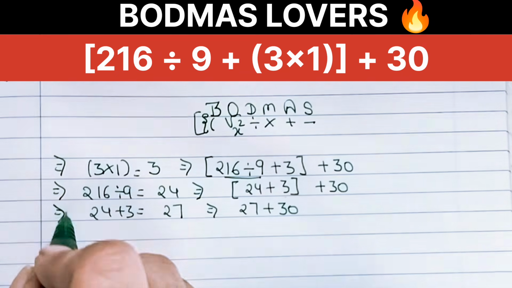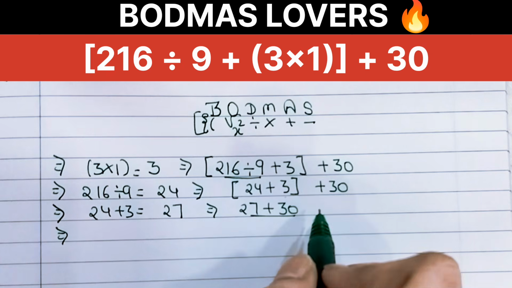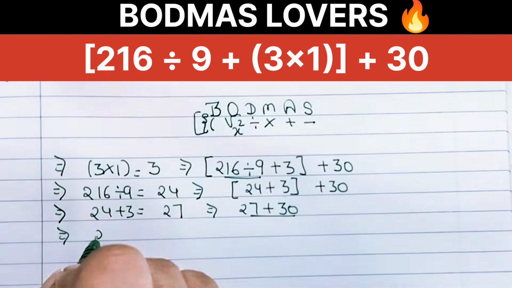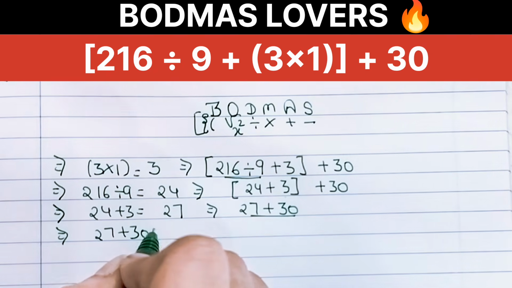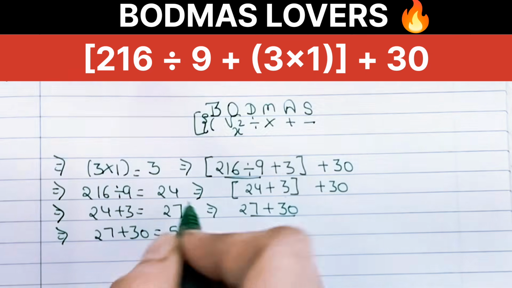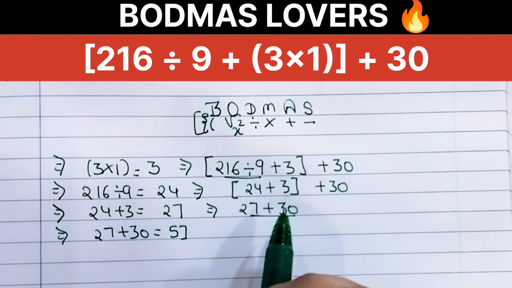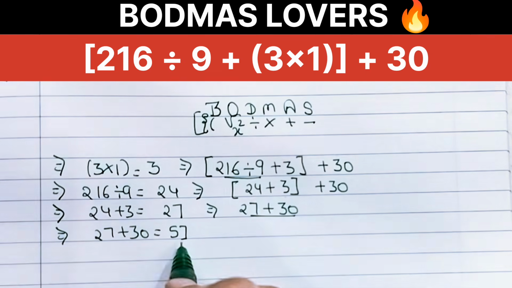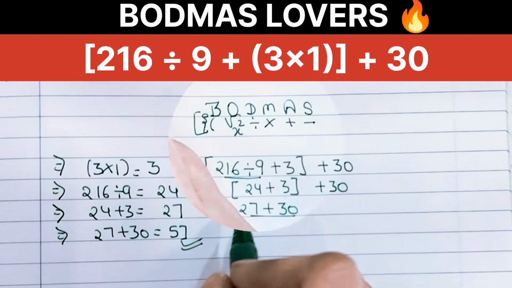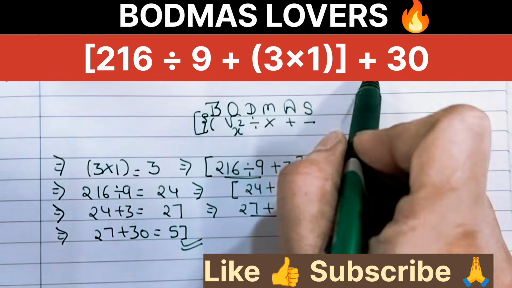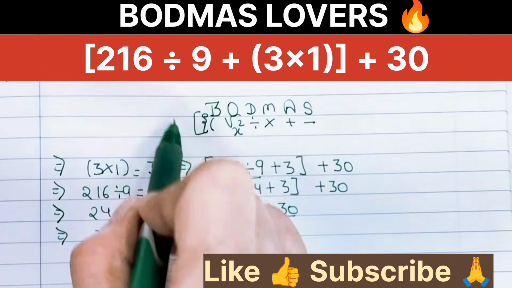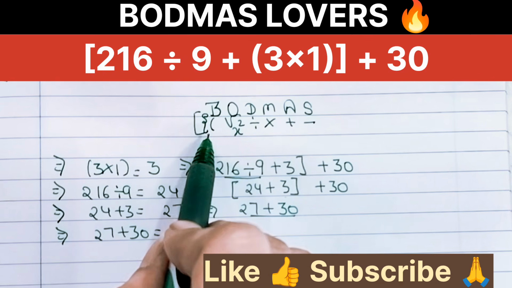Move to the next step. According to the next step, we finally add the remaining digits. Now 27 plus 30 will get 57. And according to this step, addition is the final remaining operation to complete the expression, and 57 is the final result.